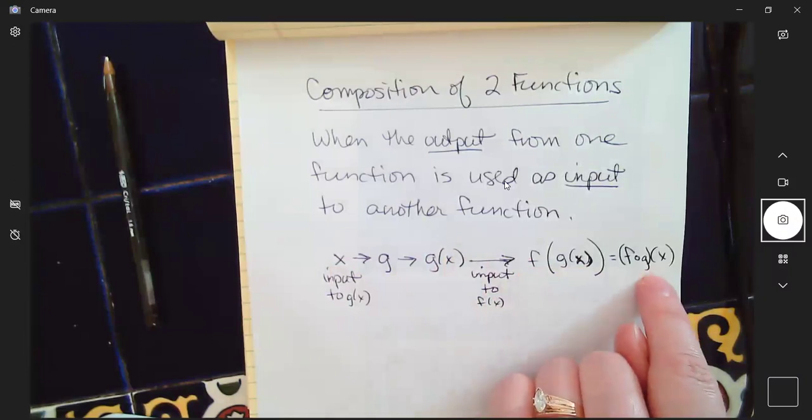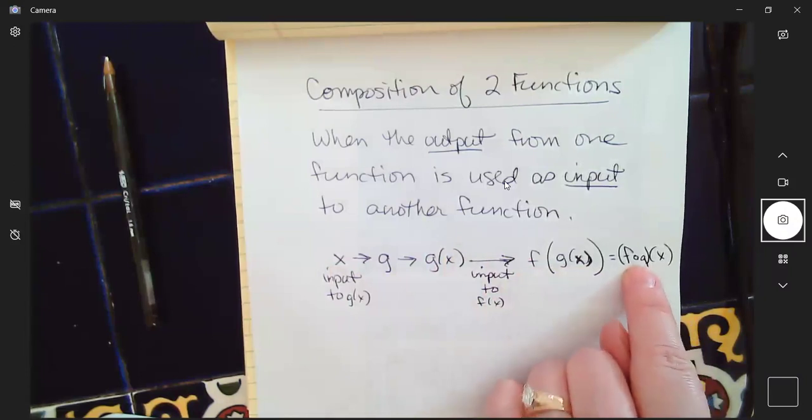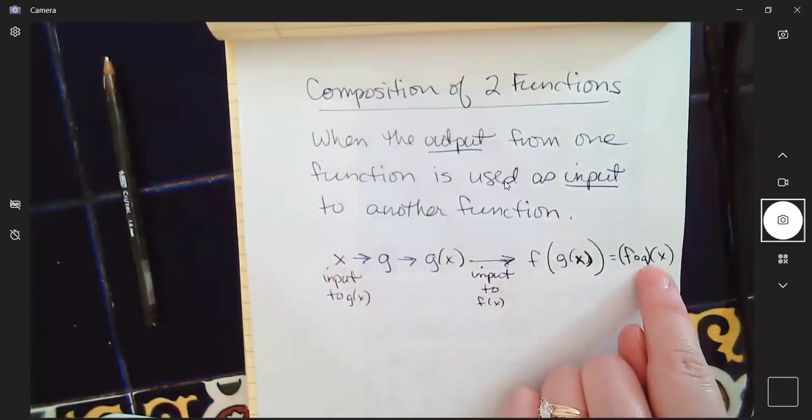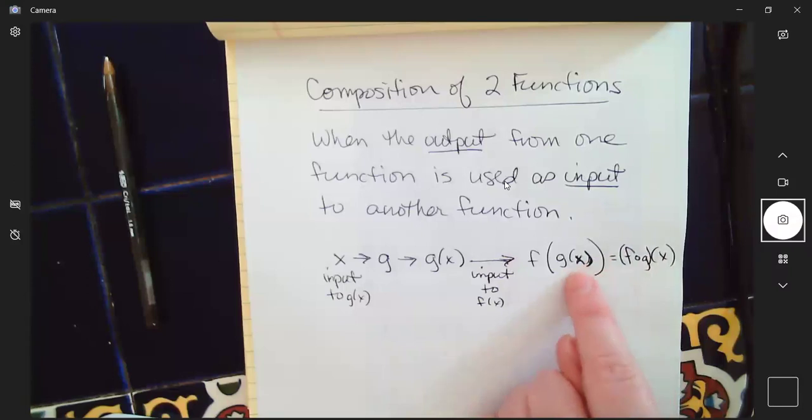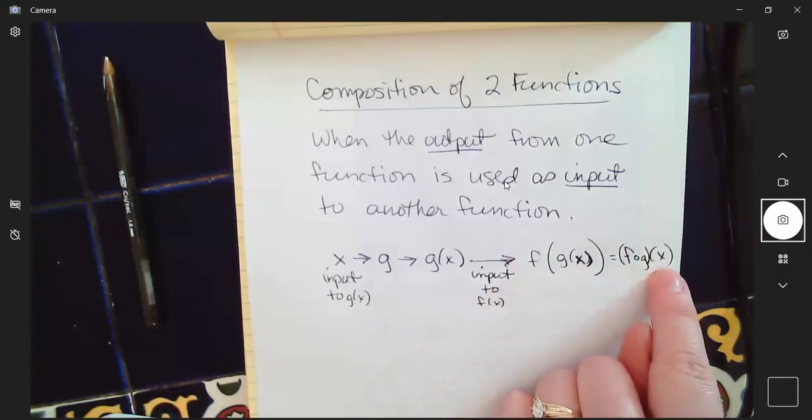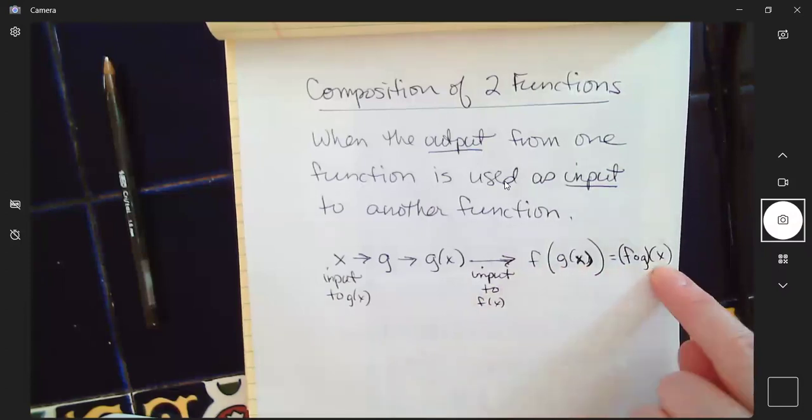And this is the notation that we use for this. We do the little open circle, and it's always the function's name that's nearest to the input that you do first. And that becomes input. And then the outer function, the one that's done last, is the one that's farthest away from the input symbol.